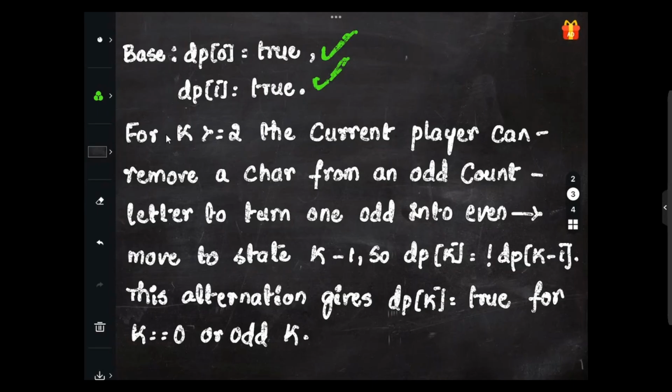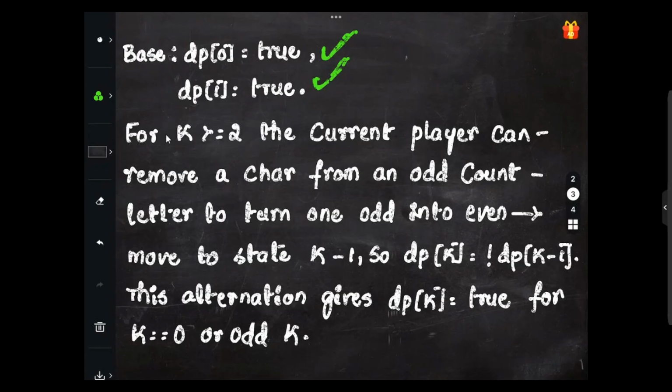So this is fine, I believe, right? So we have to move to state k minus 1. So dp of k should not be equivalent to the dp of k minus 1, right? So this is fine. This you will get to know when we write the code. So this alternation gives dp of k equals true for k equivalent to 0 or odd k, right?